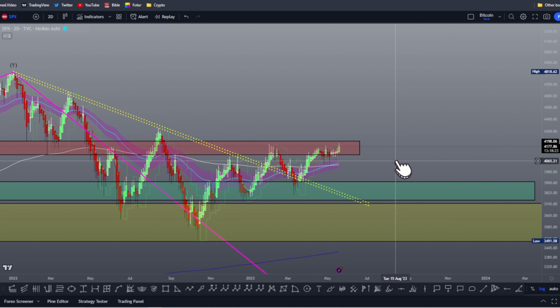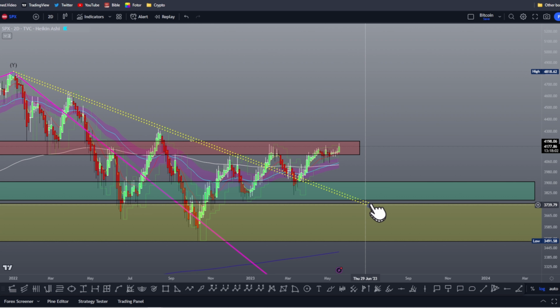Let's say we do get rejected from here. Next area to look out for is going to be losing 4,000, and then after that retesting around 3,700 to 3,900. And then I would say once we lose that, it's going to line up with losing this long-term resistance going all the way back to January of last year, 2022.